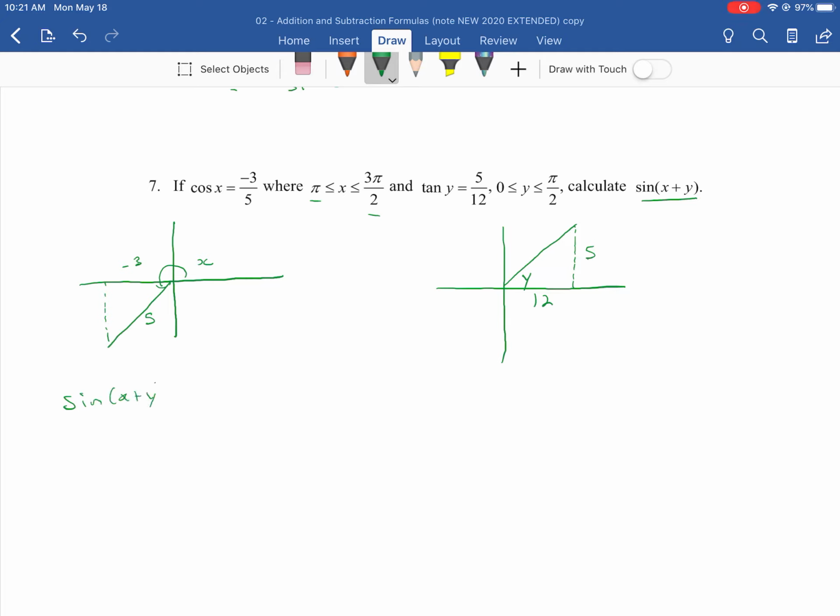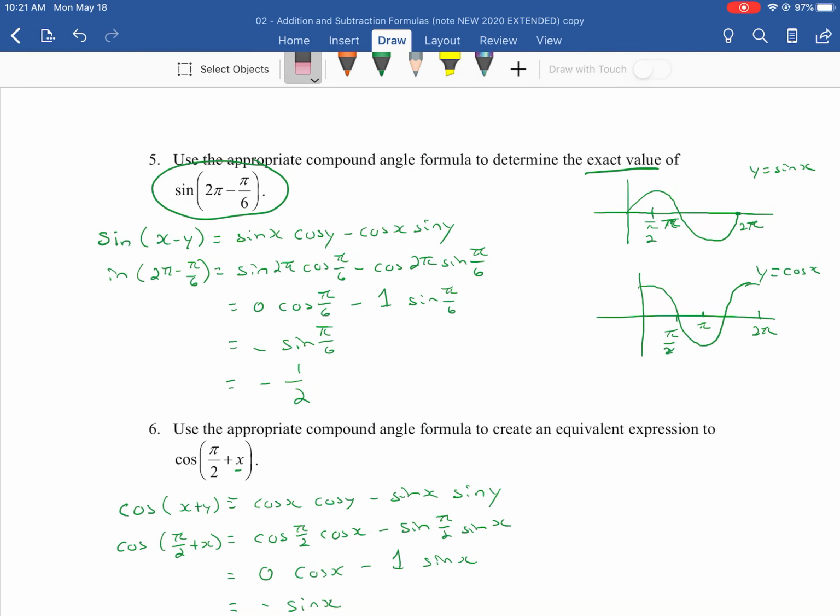It says calculate the sine of x plus y. So what I'm going to do is write down the compound angle formula for sine of x plus y. It's sine x cos y plus cos x sine y.